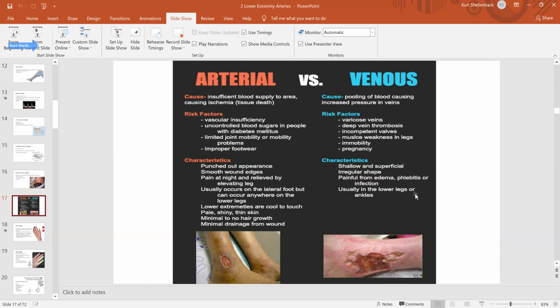In general, when we're looking at legs, arterial means insufficient blood supply to the area causing ischemia. Causes include vascular insufficiency, uncontrolled blood sugars, diabetes mellitus, limited joint mobility, improper footwear. Wow, improper footwear causing this. Well, I tell you, I discovered in being a vascular tech, I understand why.